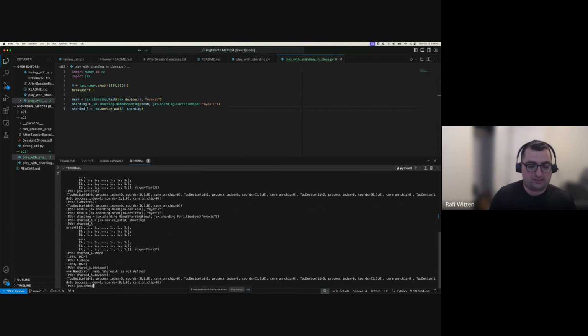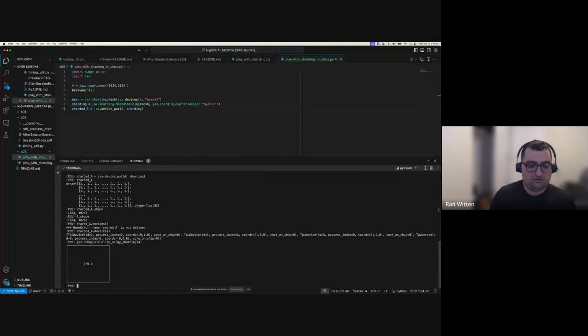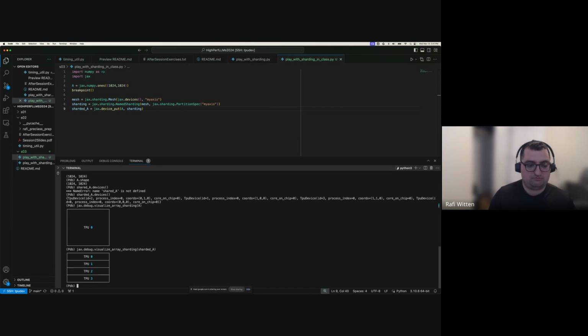There's jax.debug.visualize_array_sharding. Okay, so this is saying that A is fully on TPU 0. And now sharded A is now stacked because we sharded over the first axis. I'm going to actually just put this into our script.